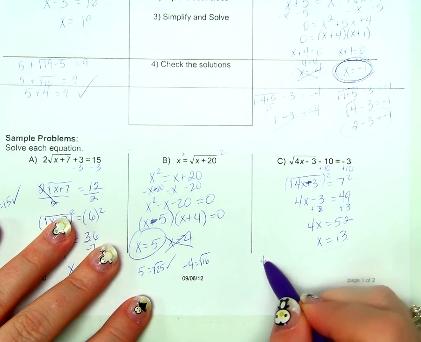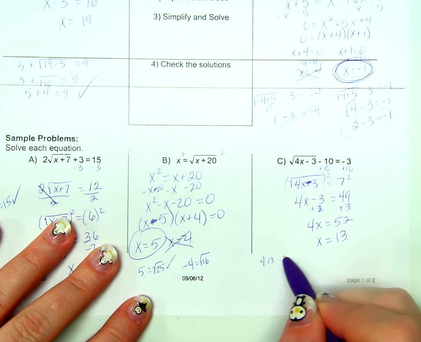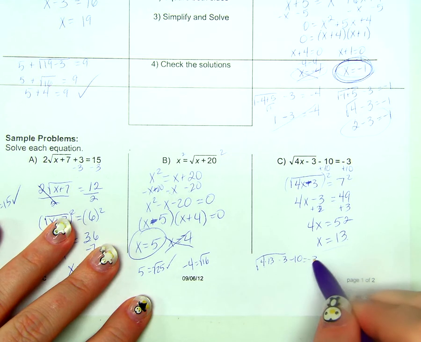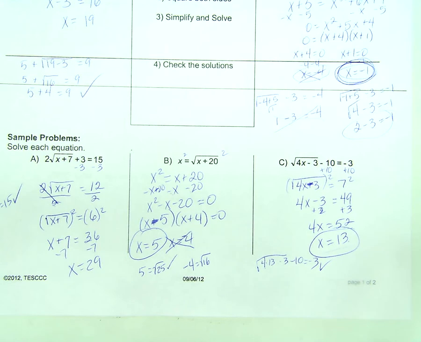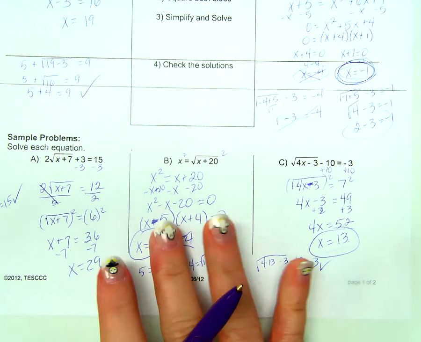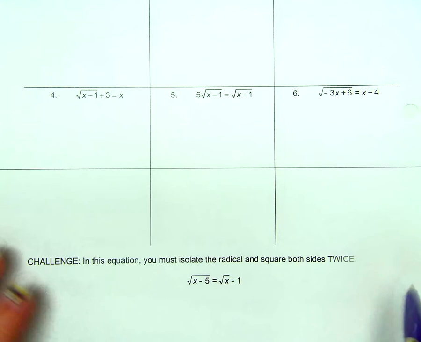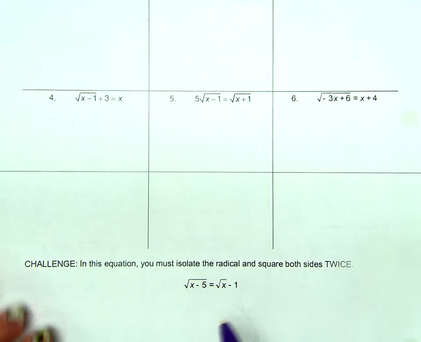So 4 times 13 minus 3. 4 times 13 is 52. Minus 3 is 49. Square root of 49 is 7, minus 10 is like 3. It works. Any questions? You have 6 problems on the back and a challenge question.